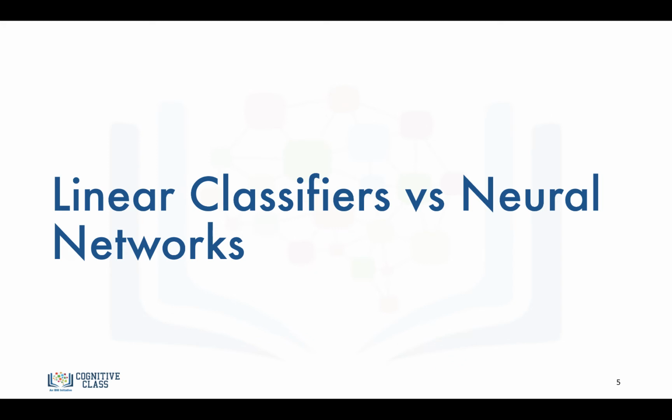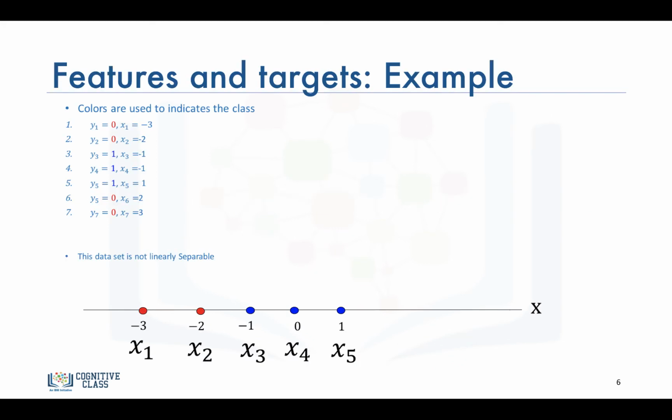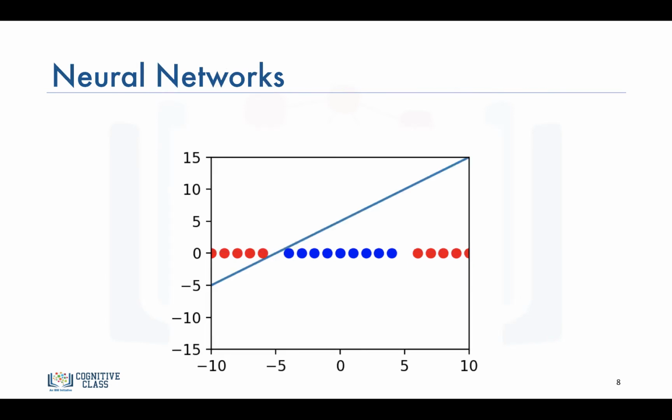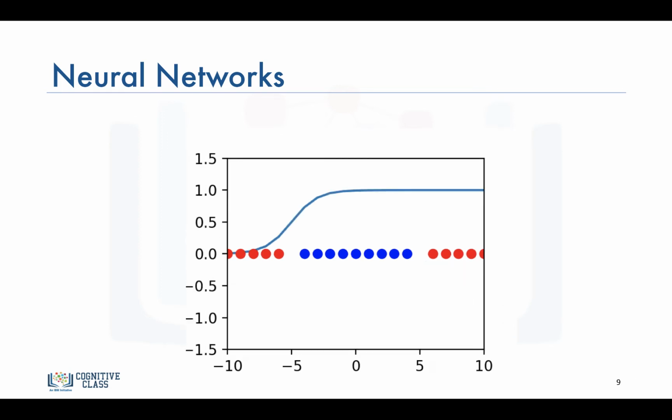So let's compare linear classifiers to neural networks. So we have our data points, and in this case, you can see you can use a line to separate the two classes. But let's see what happens if we add a few more data points. So we want to approximate this decision function, and we can use this line, but everything in this point is misclassified. And let's see what happens when we apply a sigmoid function to the line.